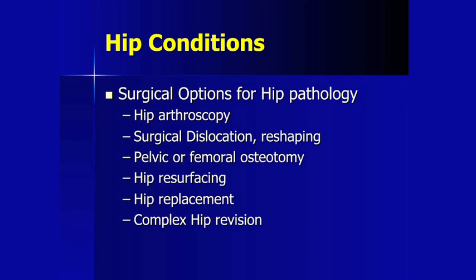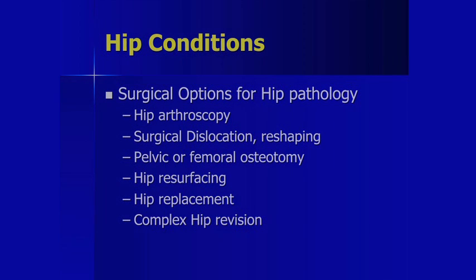The surgical options for hip conditions include hip arthroscopy. That's like a knee arthroscopy where essentially you put a fiber optic camera into the hip and you can see what you're doing, and you can remove labral tears, you can trim them, you can remove loose bodies, so you can do a lot of different things, but you can't solve arthritis. You can't put cartilage back when you're talking about arthroscopy.